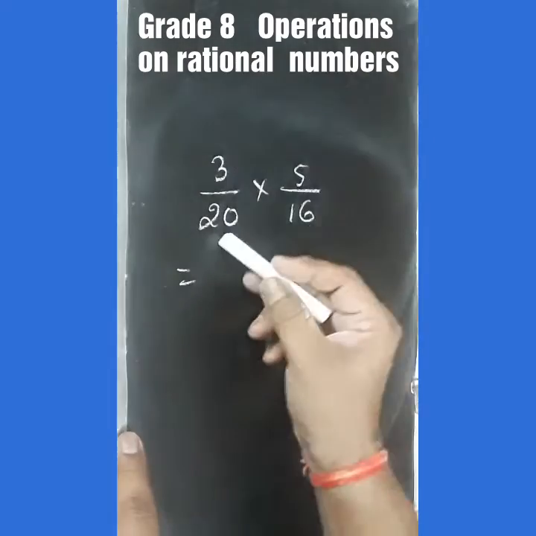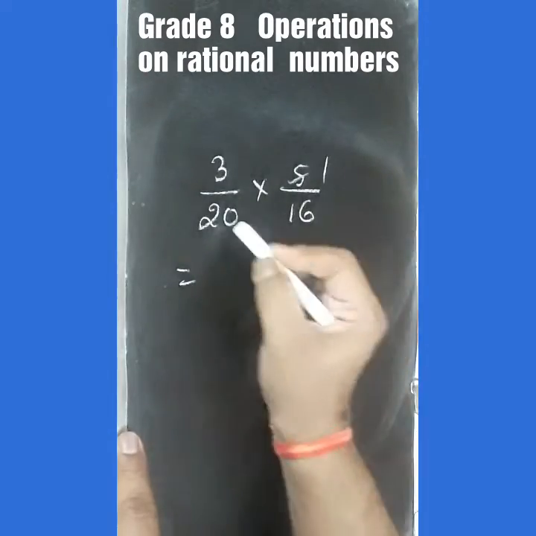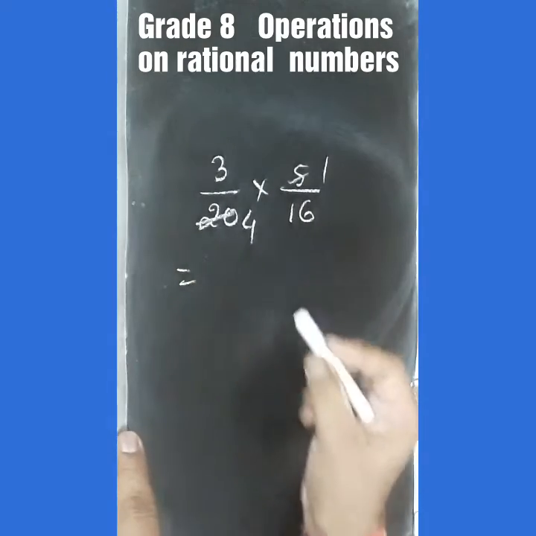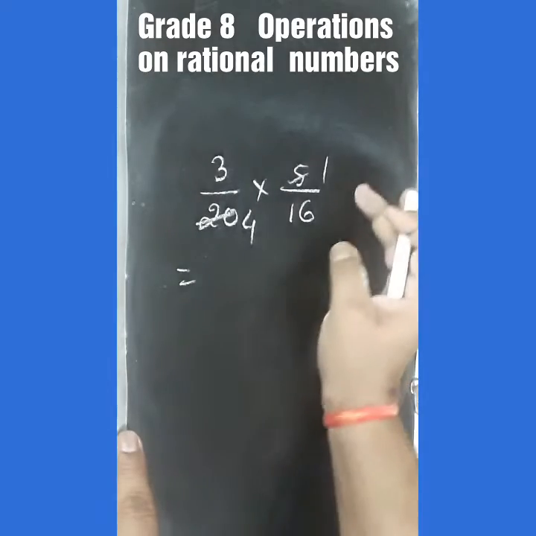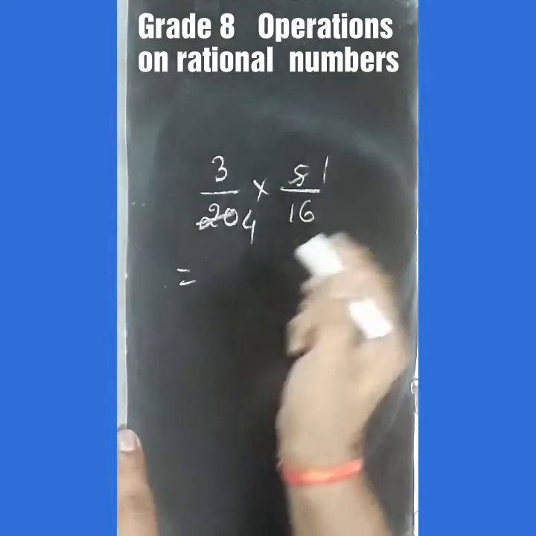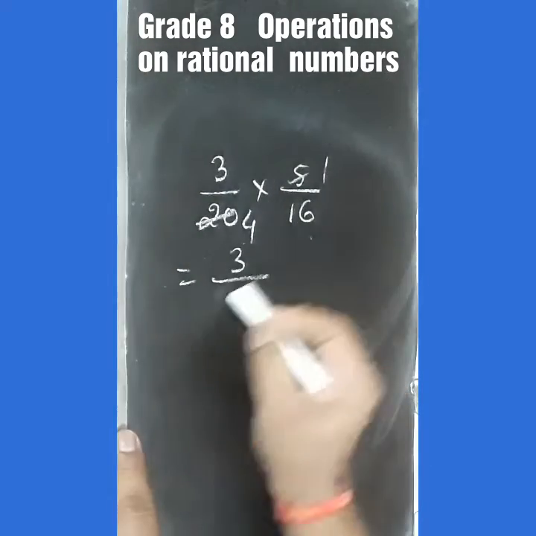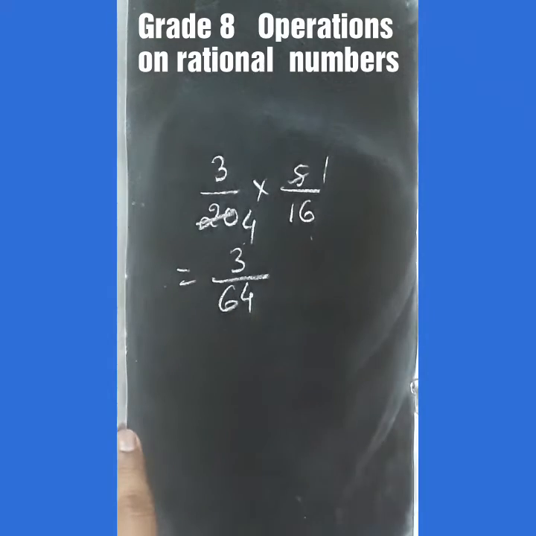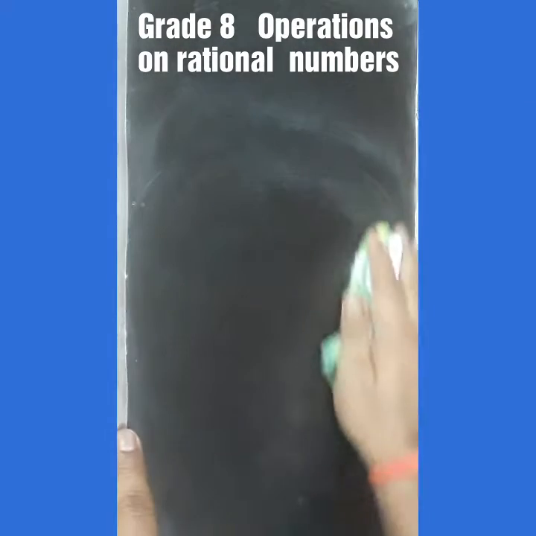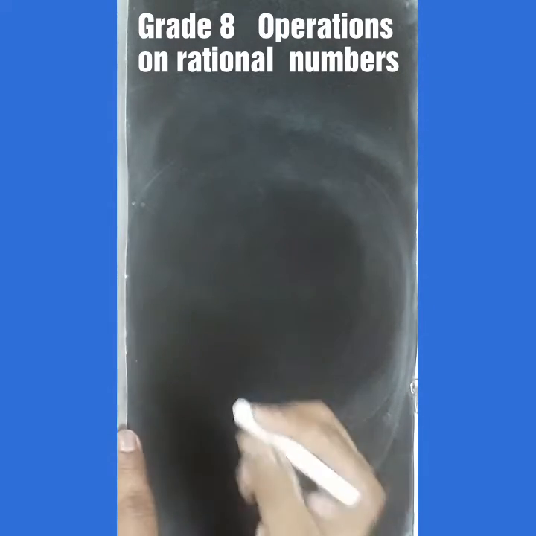If we are able to cancel here, we can cancel. 5 1s are 5, 5 4s are 20. Now we cannot cancel anymore. 3 1s are 3, 4 into 16 we get 64. This is our answer. Now we are going to see division of rational numbers.